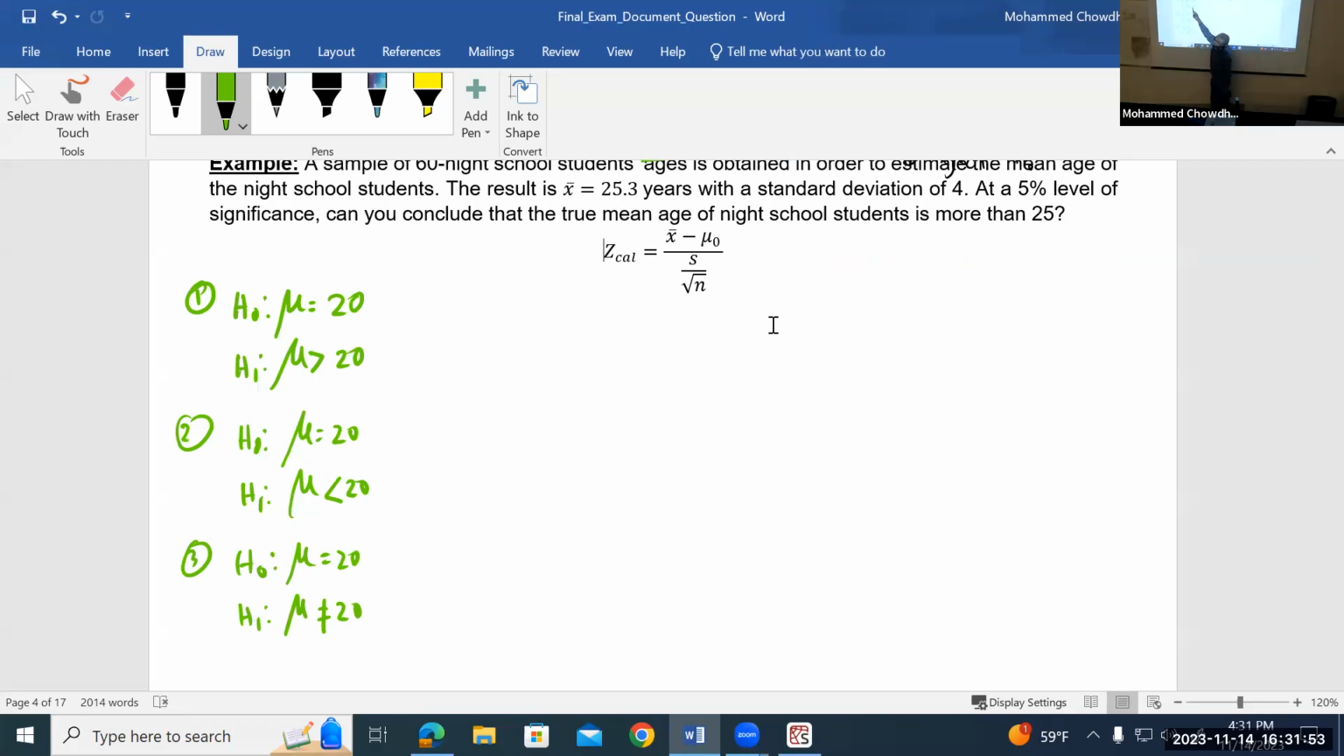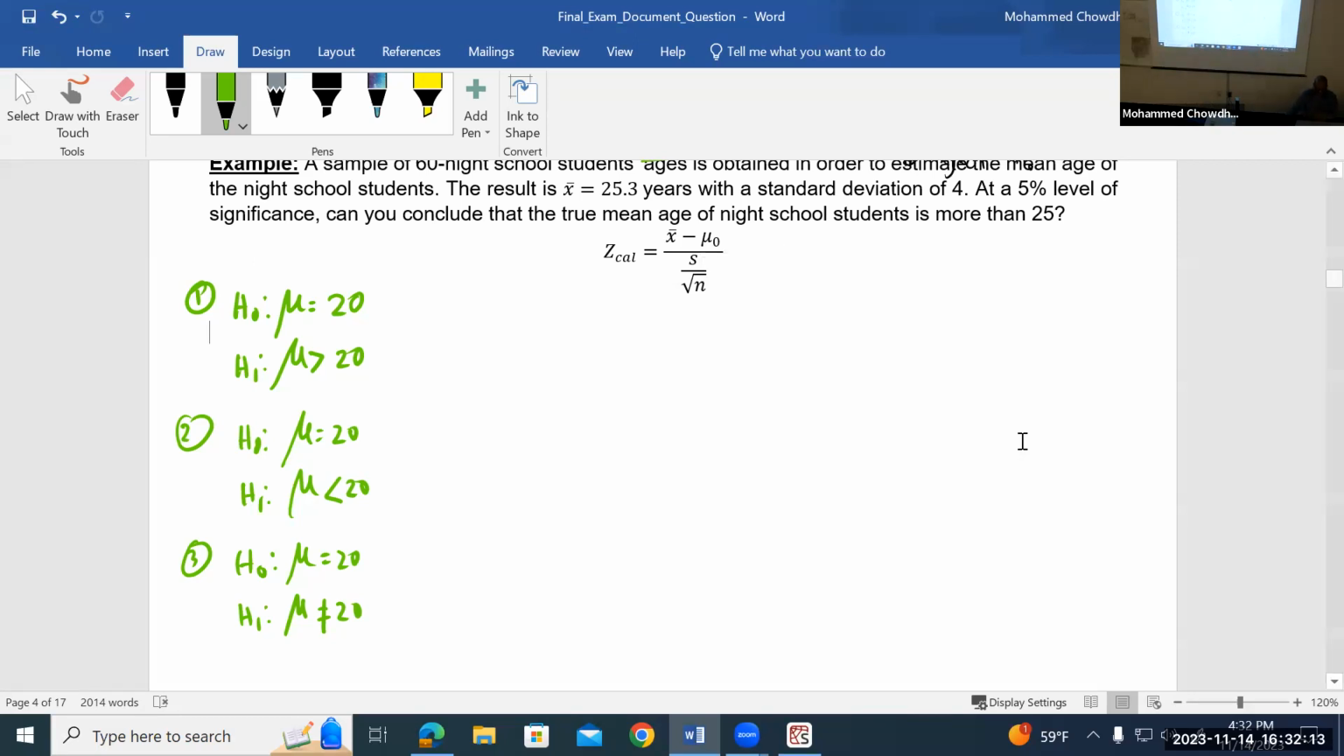Understand? Null hypothesis is the hypothesis of no difference. Alternative hypothesis is the researcher's hypothesis. Either it will be specified in the question, or if you conduct your own research, you have to set it up. Clear, right? Now let us solve the problem.